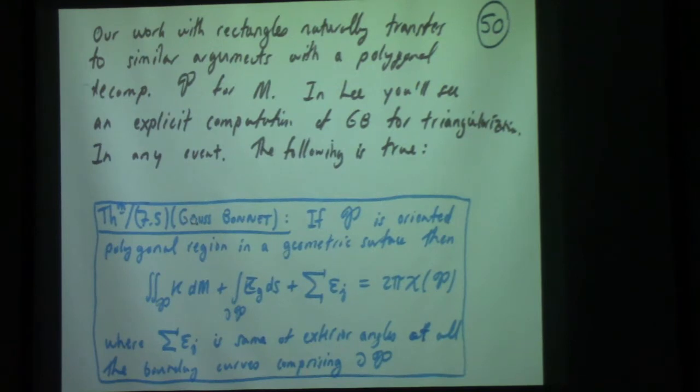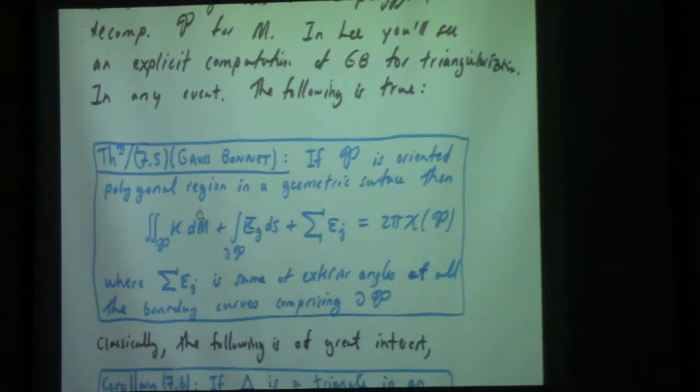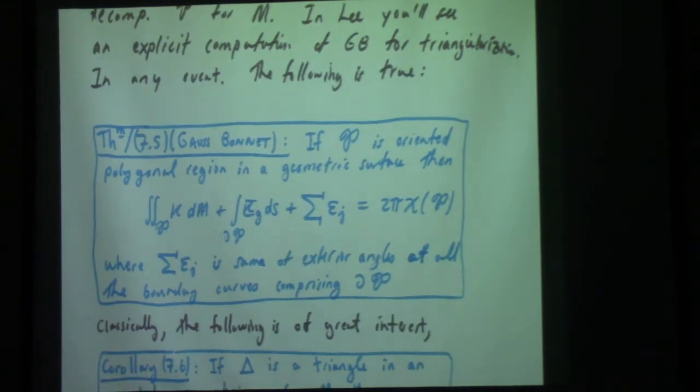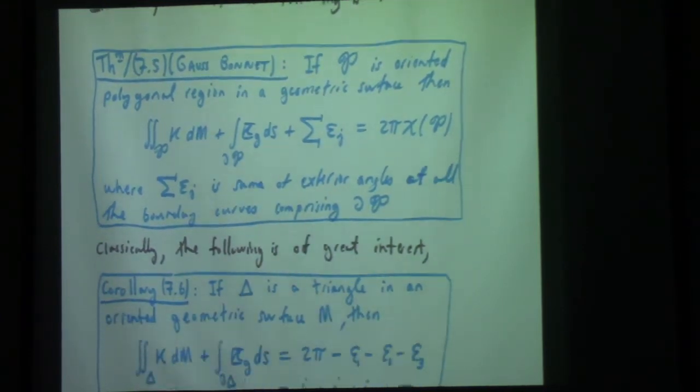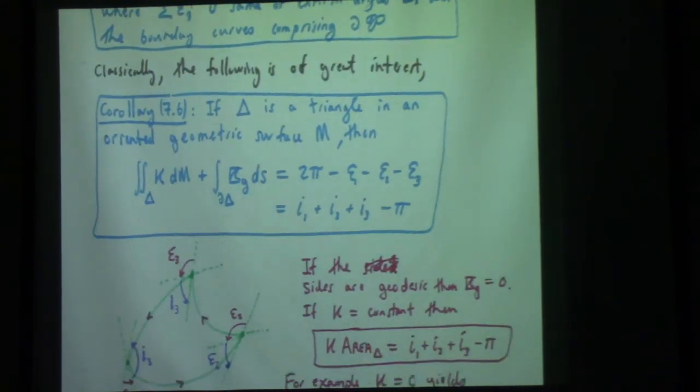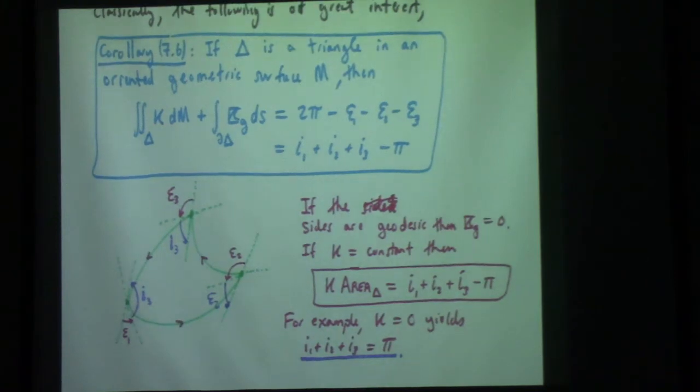But now here is Gauss-Bonnet for a polygonal region. All right. But what's most interesting is Gauss-Bonnet for a triangle. So here it is. Finally, we got back to it. The angle excess theorem. And I think this is a fitting place for our course to end.